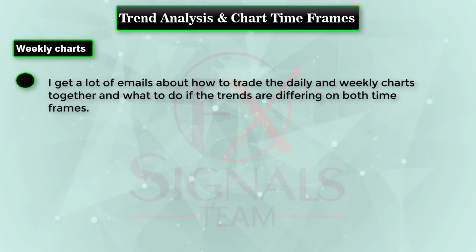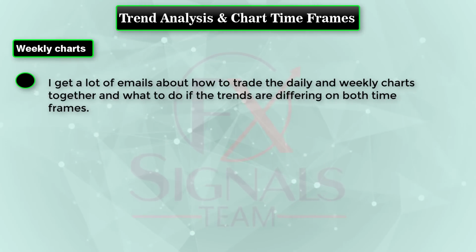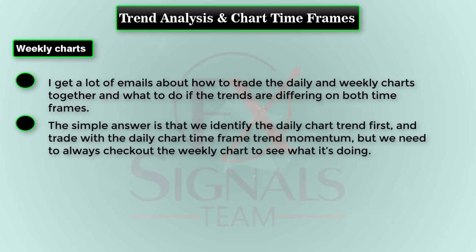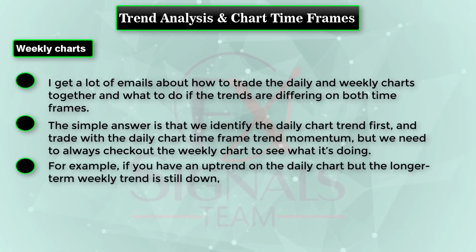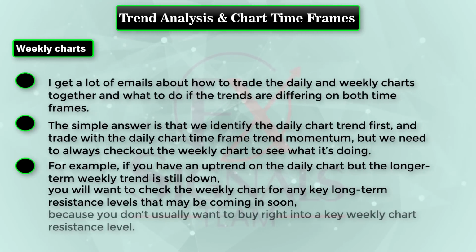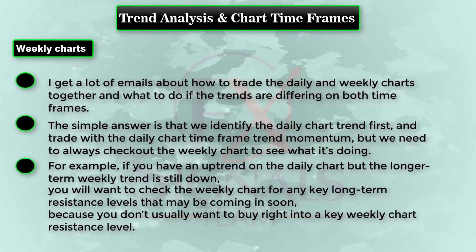I get a lot of emails about how to trade the daily and weekly charts together and what to do if the trends are differing on both time frames. The simple answer is that we identify the daily chart trend first and trade with the daily chart time frame trend momentum, but we need to always check out the weekly chart to see what it's doing. For example, if you have an uptrend on the daily chart, but the longer-term weekly trend is still down, you will want to check the weekly chart for any key long-term resistance levels that may be coming in soon, because you do not usually want to buy right into a key weekly chart resistance level.